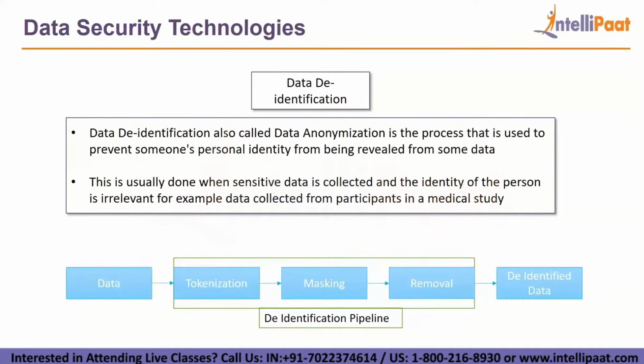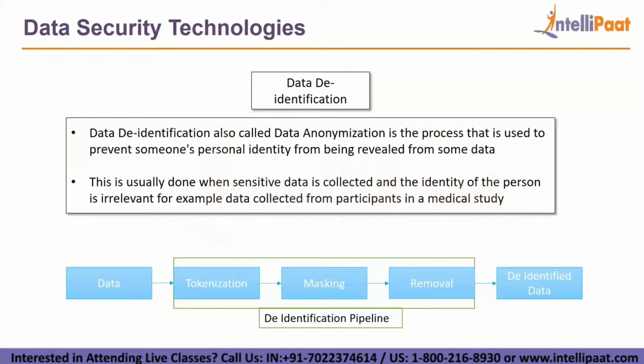There are times in your life when you submit some data with your consent, with the understanding that the data is not going to be out for other people to use. Your participation in the data collection process and the data that you have provided are going to be completely confidential. In cases like this, we need to provide some mechanism to de-identify or anonymize the data. This is usually done when some sensitive data is collected and the identity of the person is irrelevant.